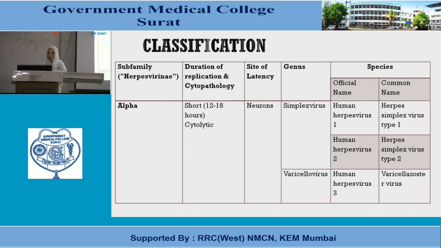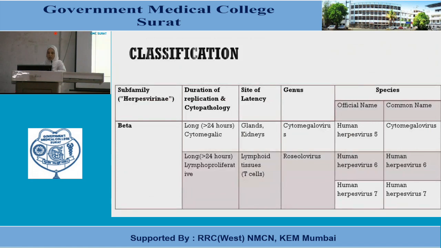You just can't ignore it. And at the same time, when you see one varicella zoster clinical presentation of a patient, you will never forget it in your life. They are so typical in presentation. Now coming to the second group, which is the beta subfamily, they are longer than the previous. More than 24 hours is their duration of replication. They have cytomegalic presentation. The other is even longer.